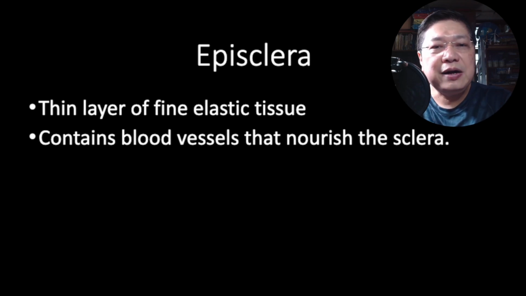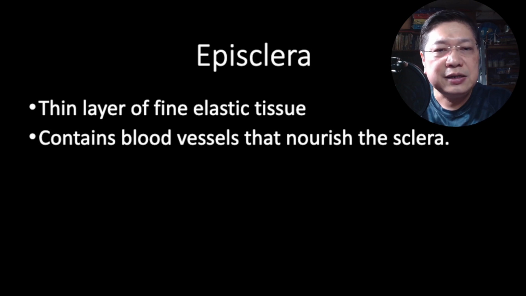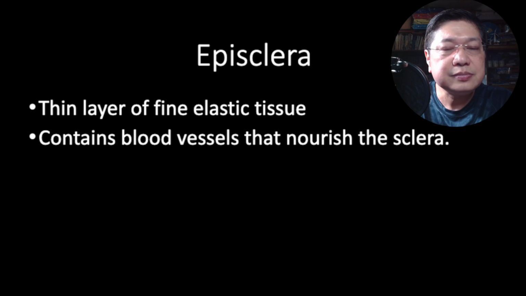Now the episclera is the layer on top of the sclera. It's very thin and it's elastic. It contains blood vessels that nourish the sclera. Okay, we call it episclera. It's on top of the sclera. That's why they named it episclera.